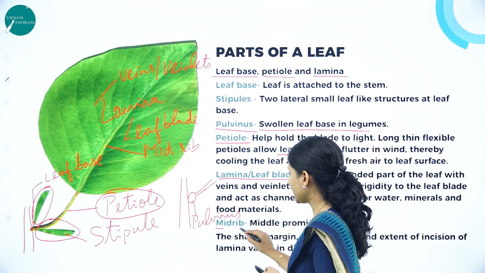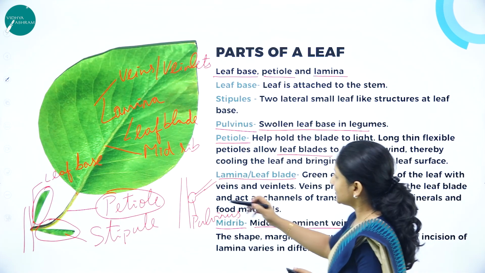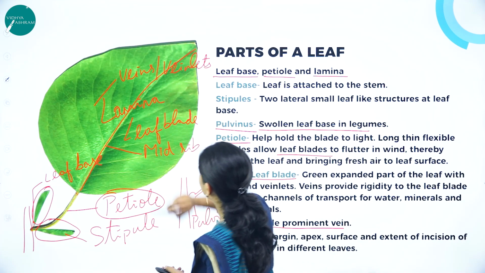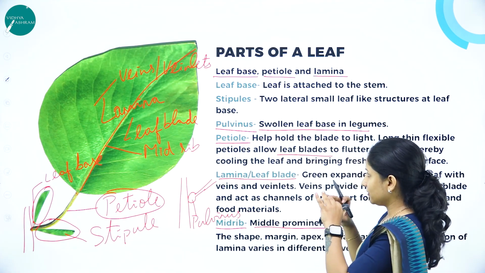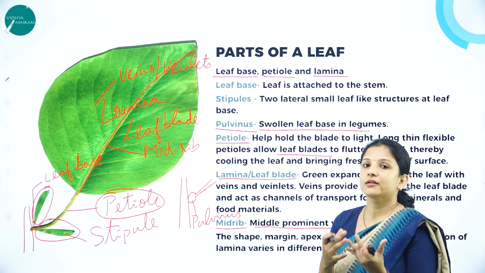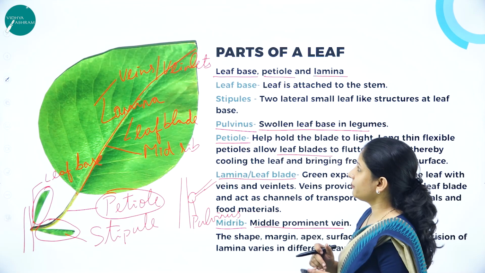Next is the midrib. As I told you, the midrib is the most prominent vein. The center one, which is the most prominent, this entire vein is called the midrib. And the midrib is very, very important because it holds the lamina, or it gives strength to the fragile lamina or leaf blade. So that is about the midrib.